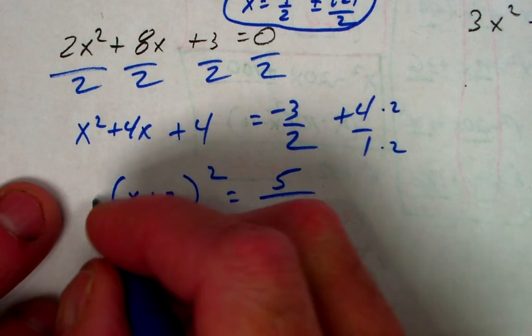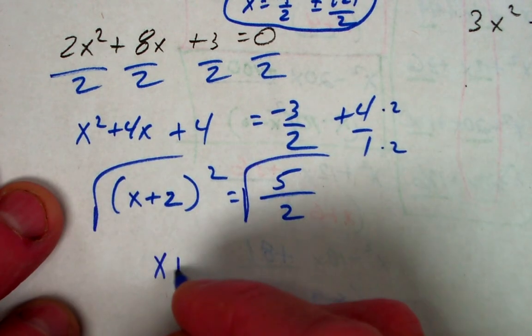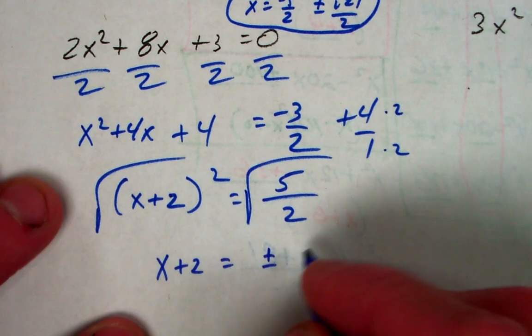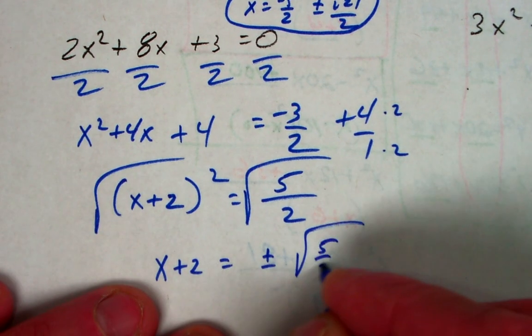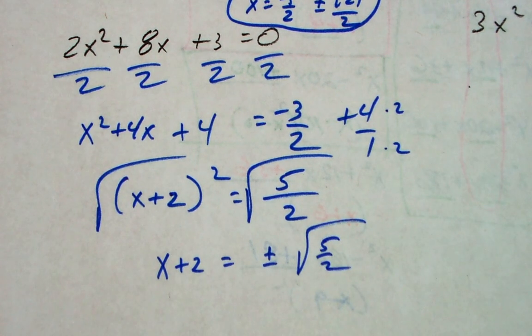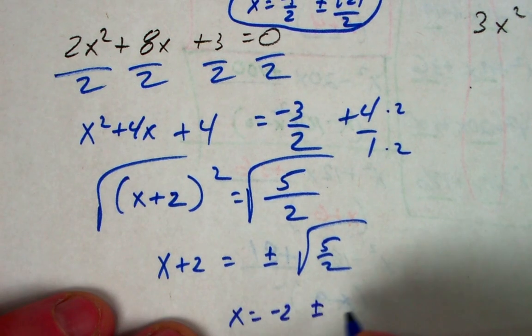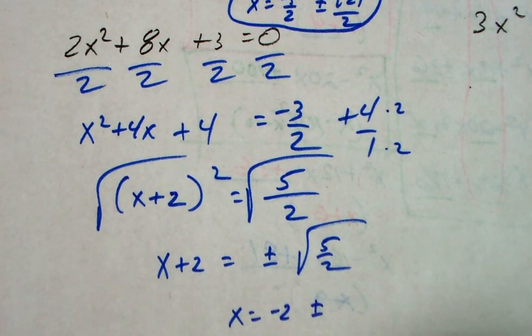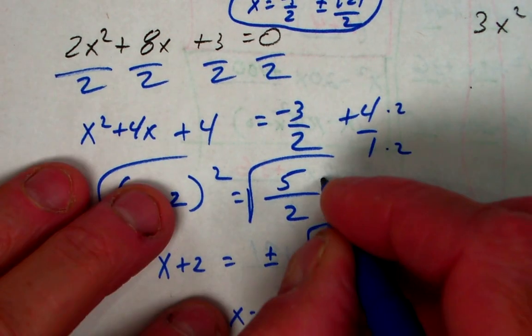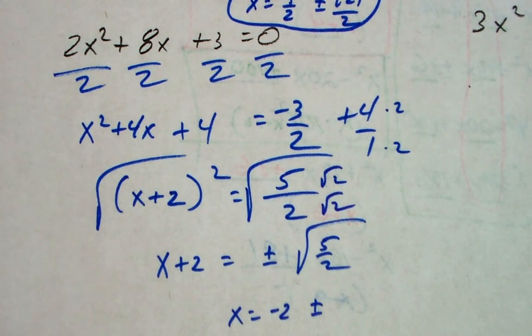Okay. Square root both sides. X plus 2 equals plus or minus square root of 5 halves. And then the rest is, hey, let's get the last step here. X equals negative 2 plus or minus. Okay, before I write this next part, I'm going to remind you of something that has probably been a long time. We didn't like i's on the bottom. We don't like square roots on the bottom either. So you multiply top and bottom by square root of 2.